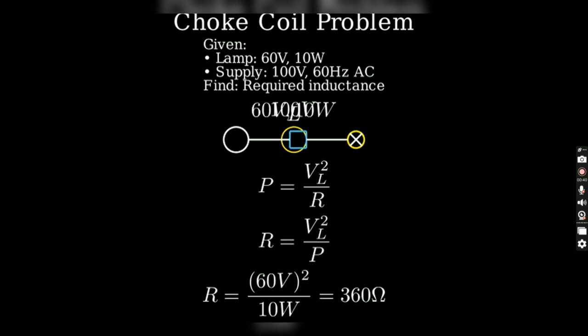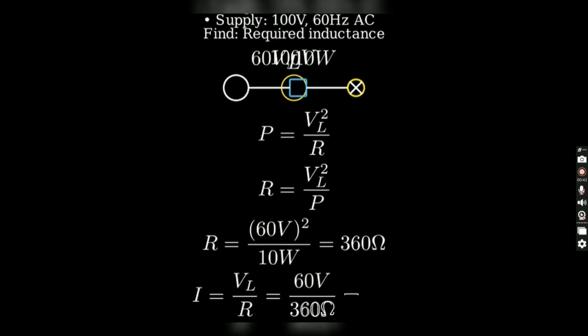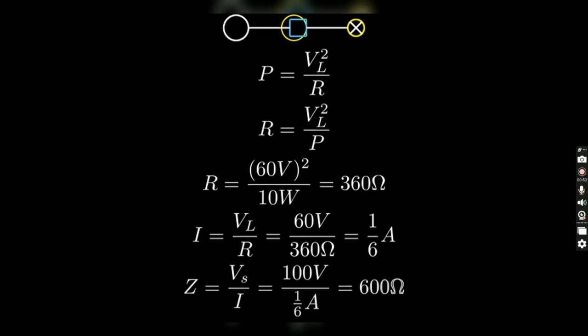Next, we need to find the current through the circuit. Using Ohm's law, the current equals the lamp voltage divided by its resistance, which is 60 volts divided by 360 ohms, giving us 1/6 of an ampere. Now we can find the total impedance needed. It equals the supply voltage divided by the current, which gives us 600 ohms. Now comes the key part.